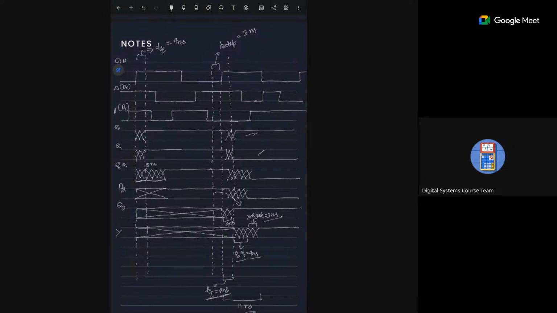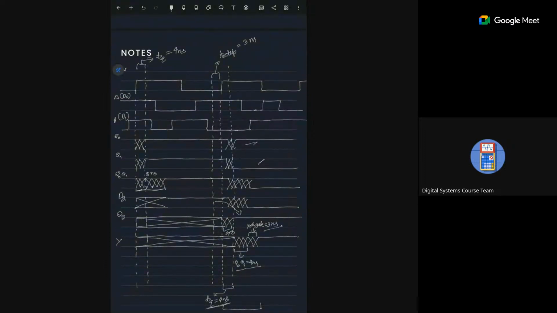Because the third flip flop comes into play at the second clock edge. Yeah, the third flip flop will come at the second. So if you count from the second clock edge, the answer is different. If you count from the first clock edge, the answer is different. Yes, exactly. If you count at the second clock edge, the answer is 15. If you count at the first clock edge, the answer is 11. No, wait a minute. The answer is 8 and 3, 11. Yeah, 11 nanosecond.